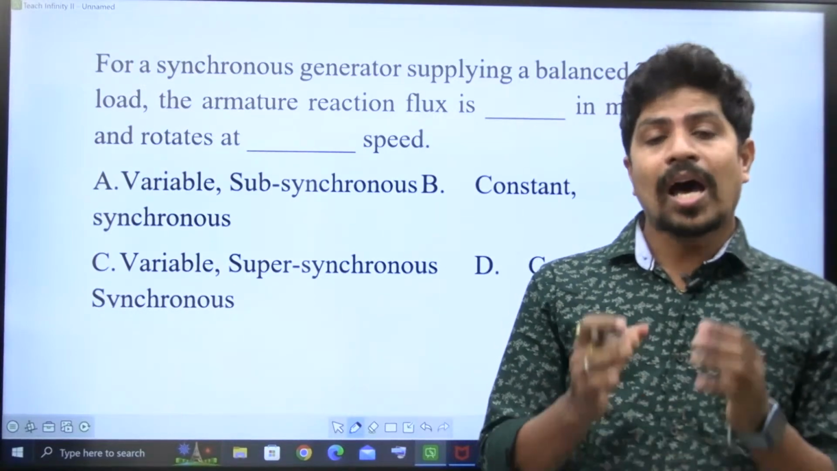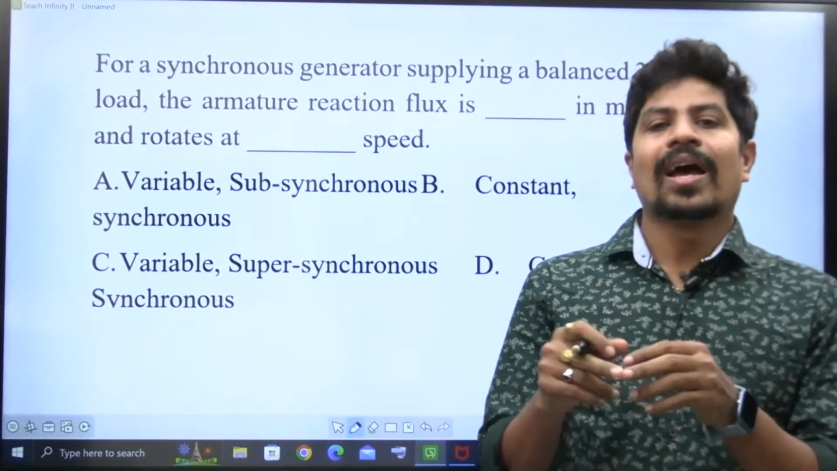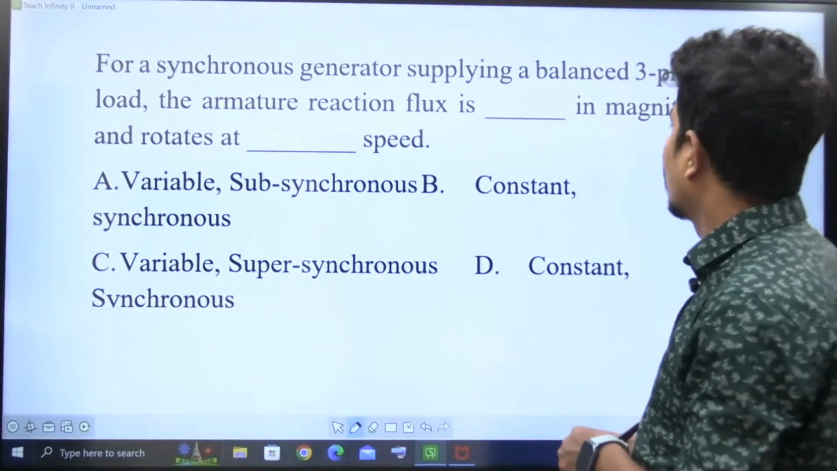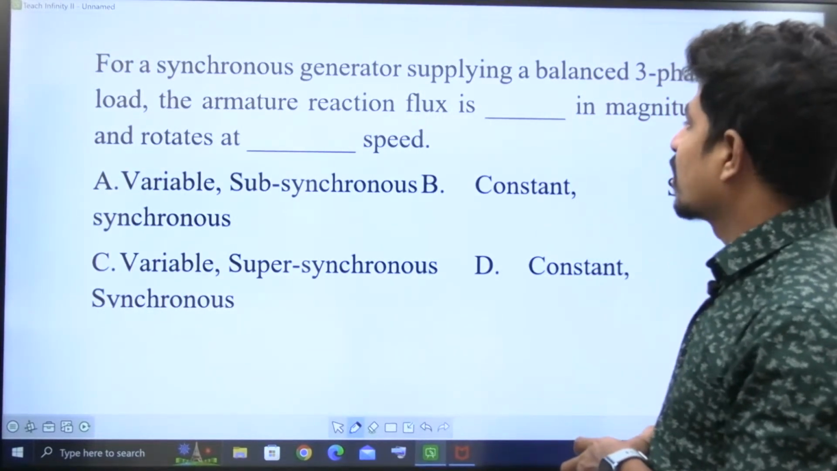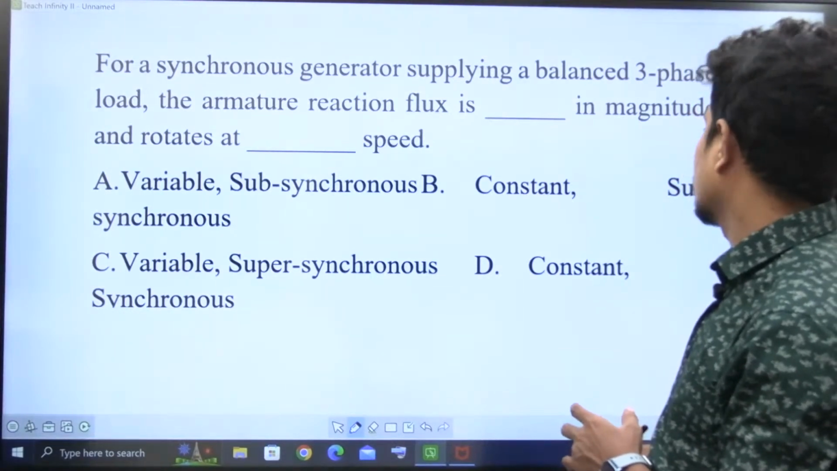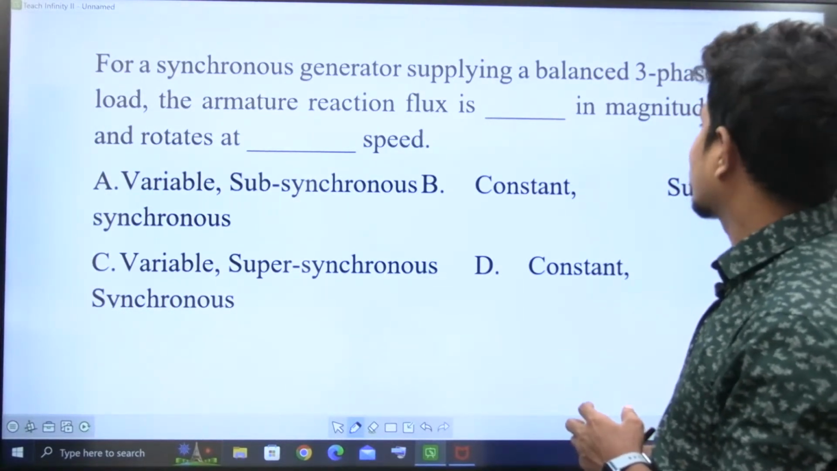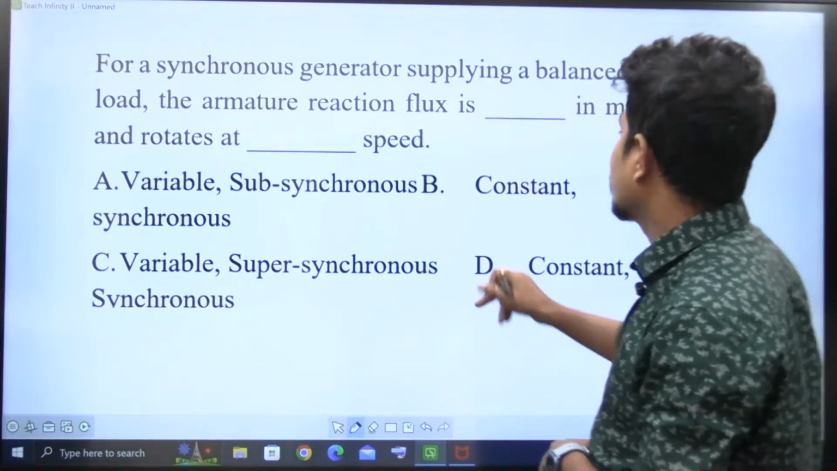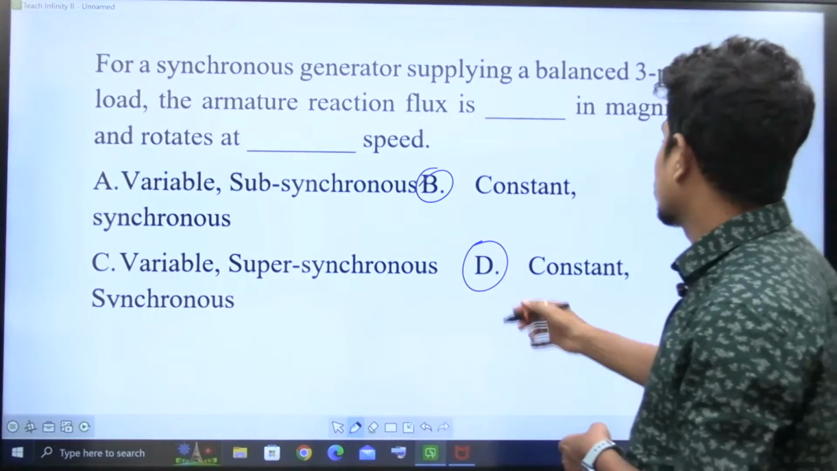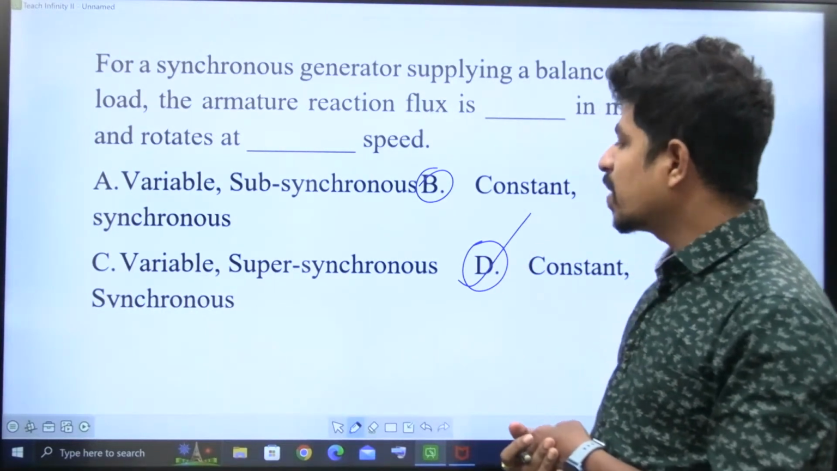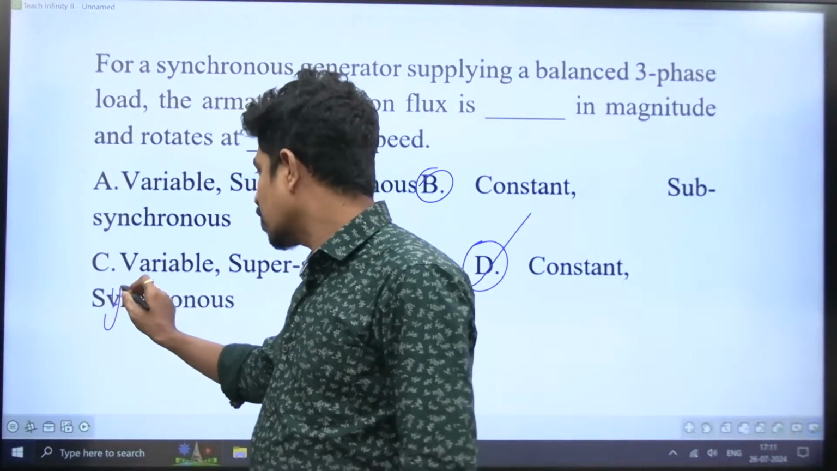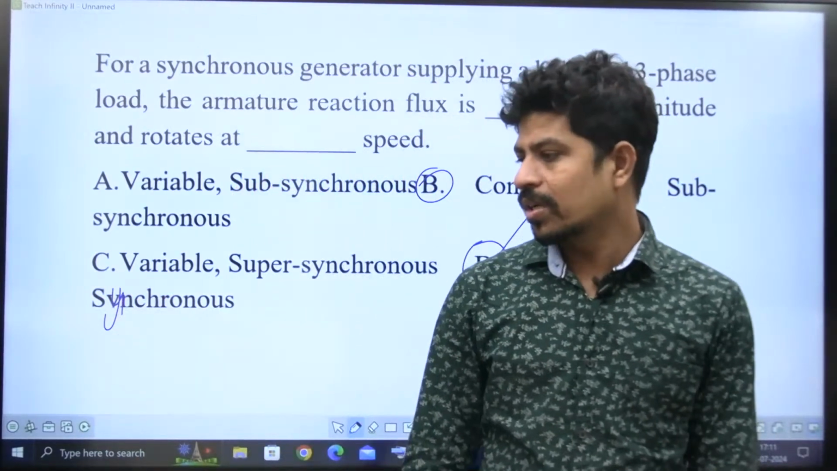Here, first of all, as it is a synchronous generator, it is going to work with constant speed. Variable, subsynchronous, no. Constant and subsynchronous, no. Variable and supersynchronous, no. First it is asking about flux. Flux is constant. Option is either B or D. Subsynchronous? It is synchronous speed. Flux is constant and speed is synchronous speed. Synchronous generator always works at synchronous speed, right?